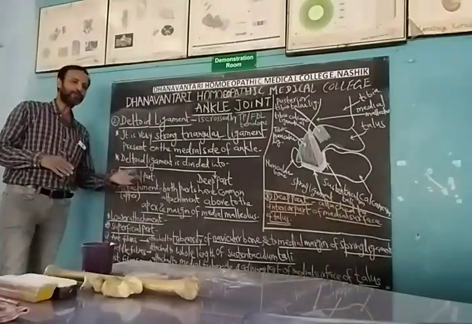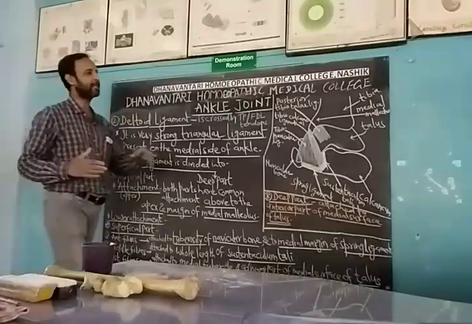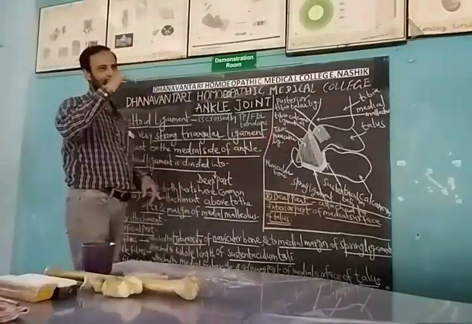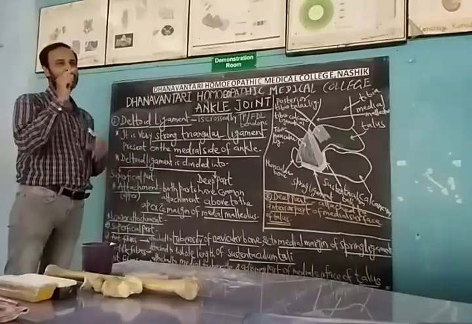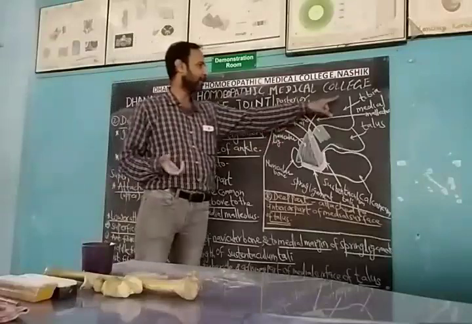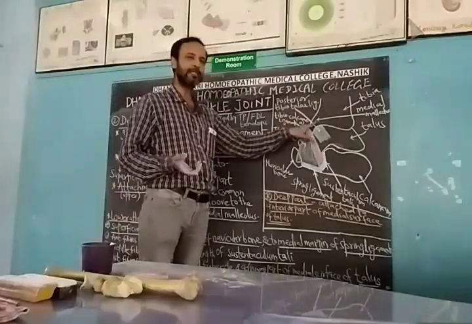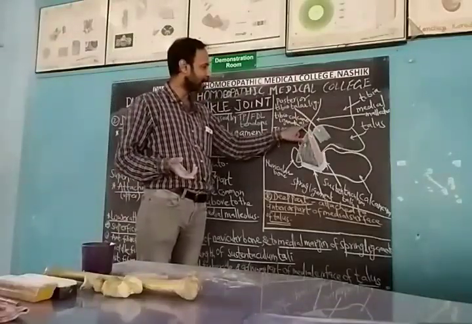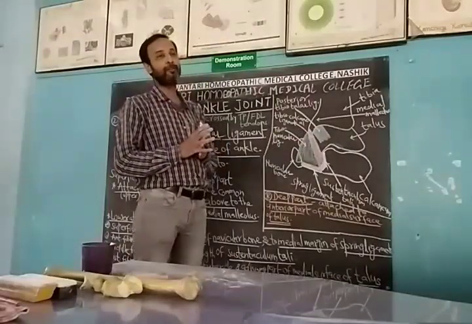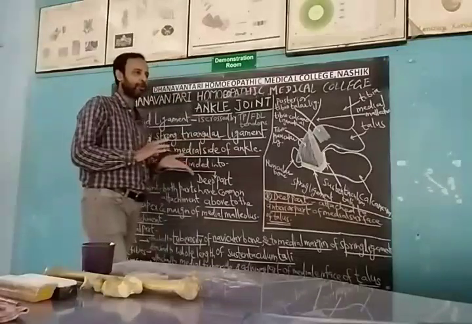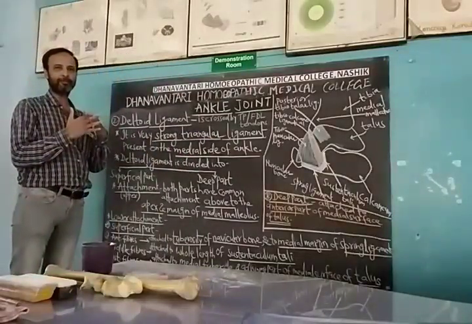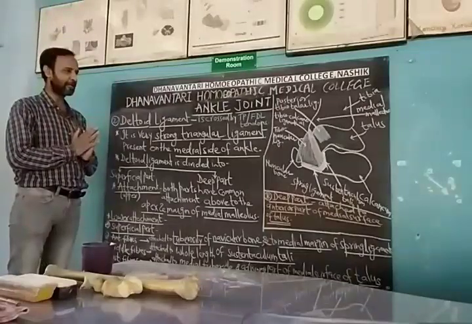Now the attachment of both the superficial and deep part: both have a common attachment at the upper part, at the apex and the margin of the medial malleolus of the tibia. This is the medial malleolus of the tibia. So both superficial and deep have a common attachment at this apex and margin of the medial malleolus of the tibia.